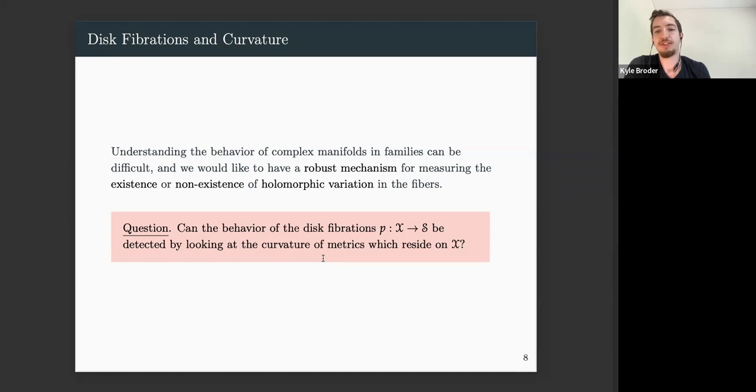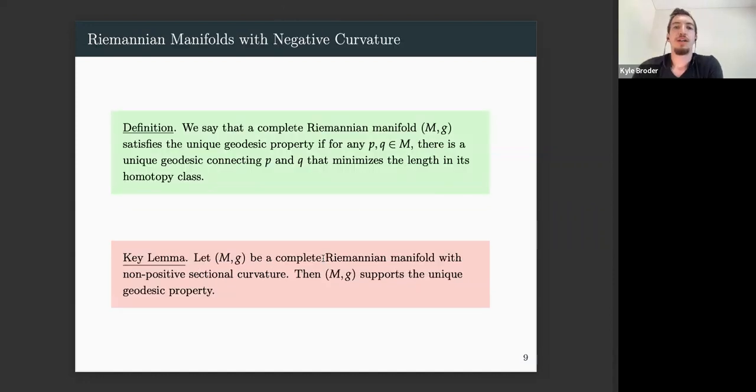So for instance, if I have a disk fibration, so this surjective holomorphic submersion P from X to S, can I detect the behavior of the fibers by looking at the curvature of metrics which reside on the total space X? So there's some hope for this, and that comes from actually Riemannian geometry, not from complex geometry or algebraic geometry. To give some indication of why one would expect there to be any role between the curvature and deformations, we'll just remind ourselves of the structure theory of Riemannian manifolds with negative curvature.